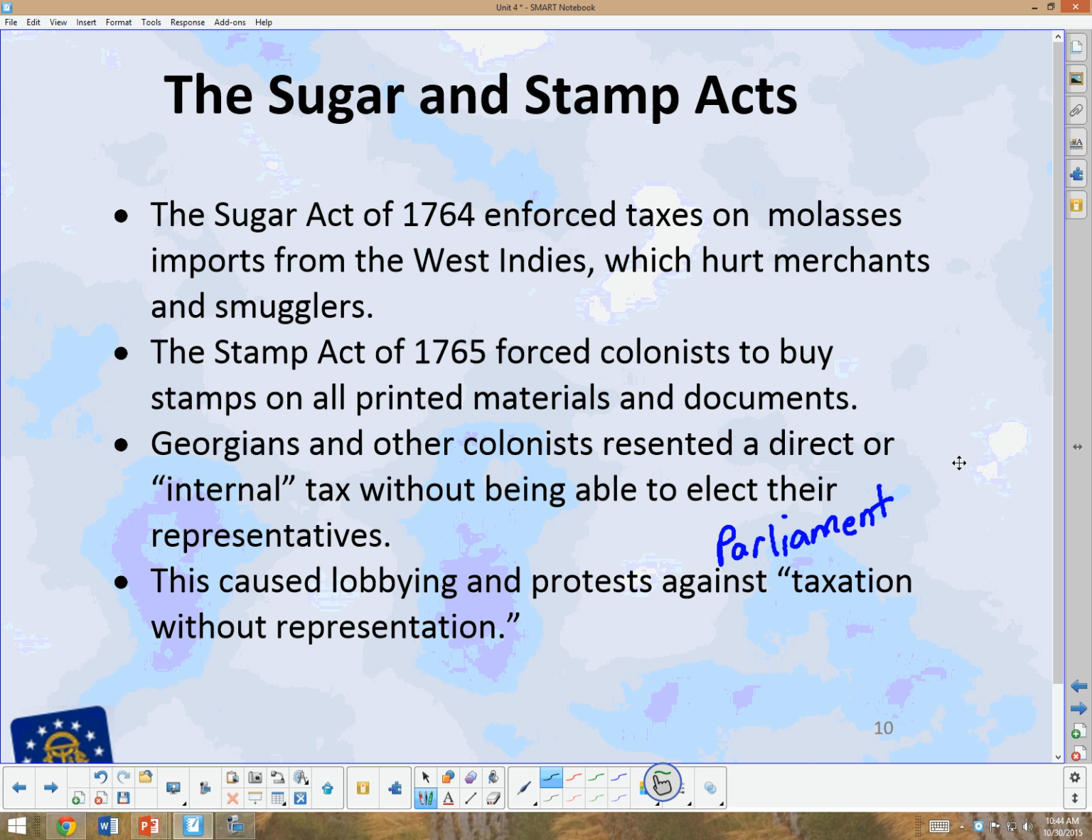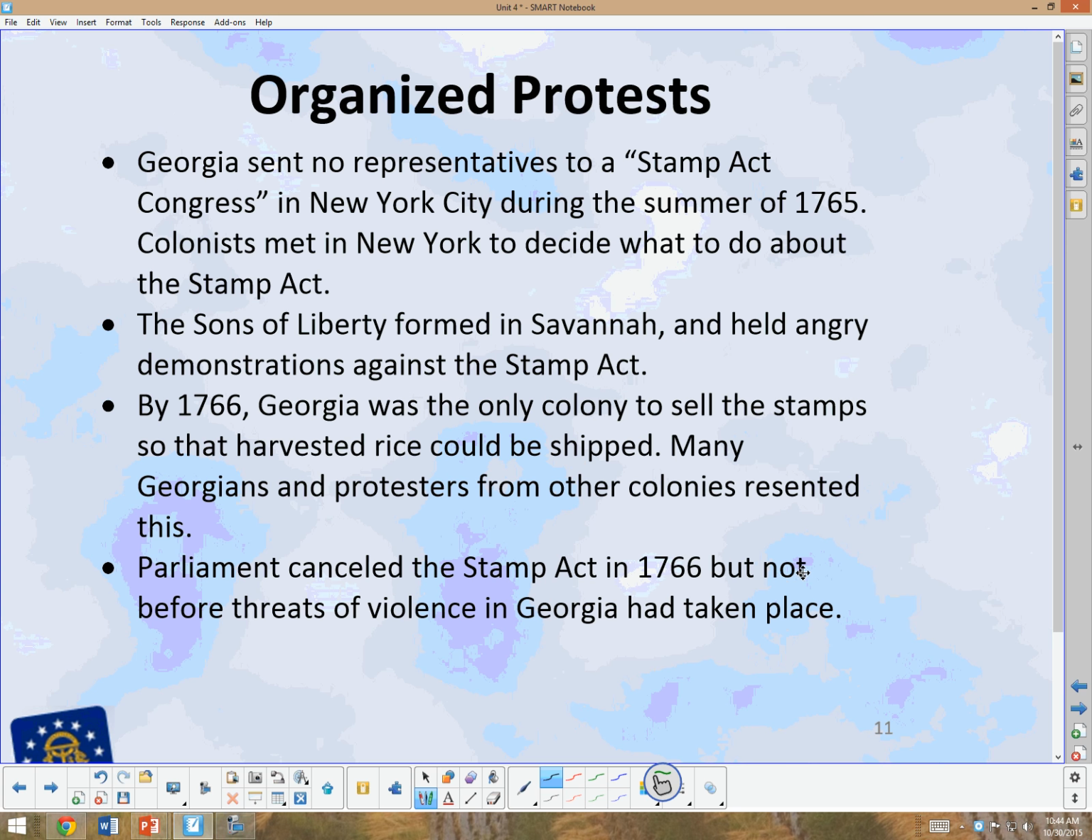This is the point at which Georgia and the other colonies resent the idea that there's a tax on them while they don't have any representatives in Parliament. This causes protest against the term that you've heard, taxation without representation. There were no colonists in the English Parliament. There began to be organized protest.